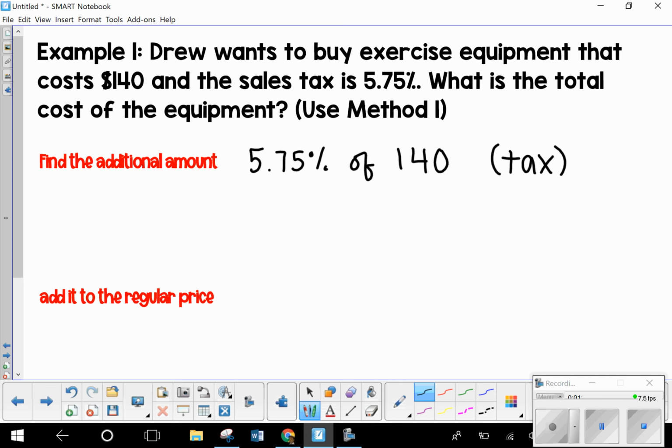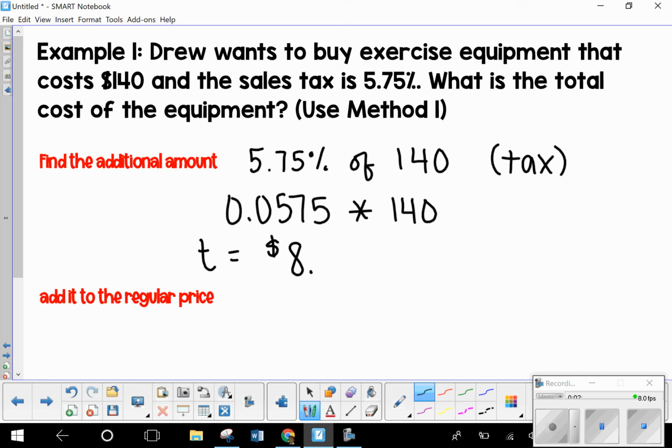So we want to change our percent to a decimal first. So 5.75% is 0.0575. Of means times $140. So if we multiply this, we get our tax is equal to $8.05. So this means that we're paying an additional $8.05 in just the tax.